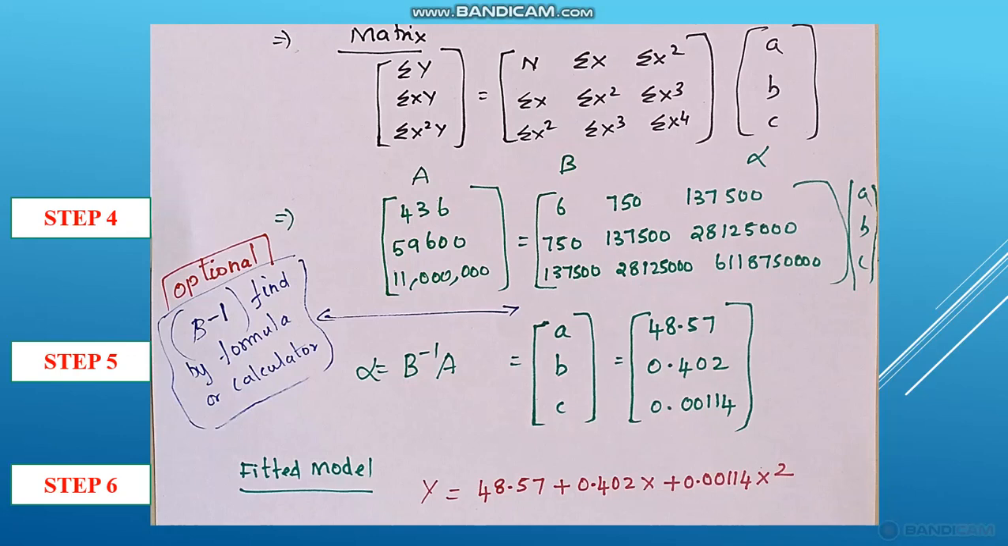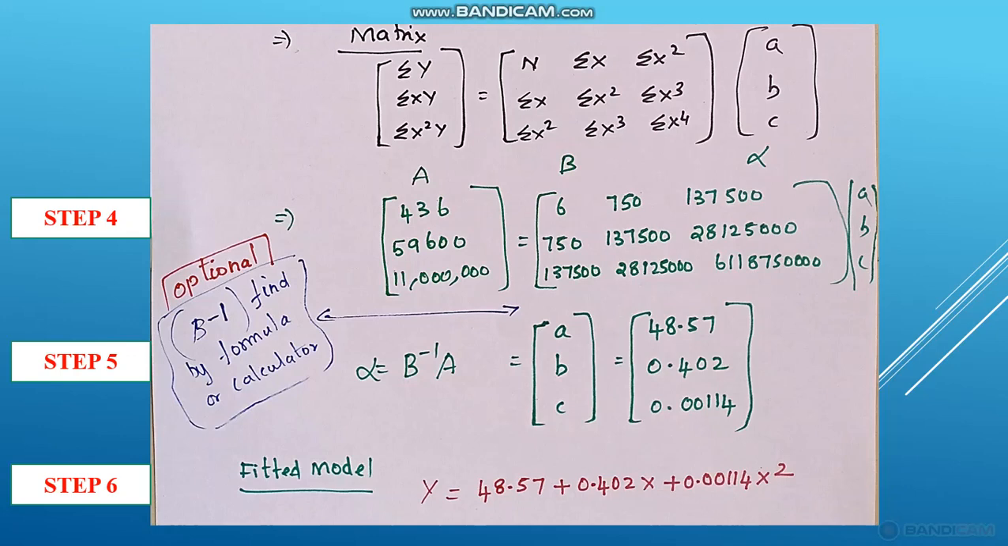Between the fourth step and fifth step you can find B inverse. You can put the B inverse value. B inverse you can find either by formula or by calculator. So this is optional. Between the fourth step and fifth step, if you know it you can write it, or else you leave it. So B inverse is optional. You can find it by formula or by calculator.